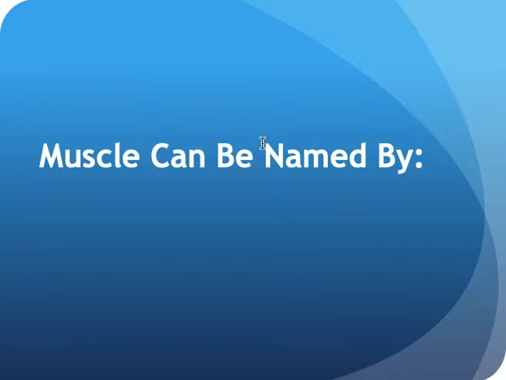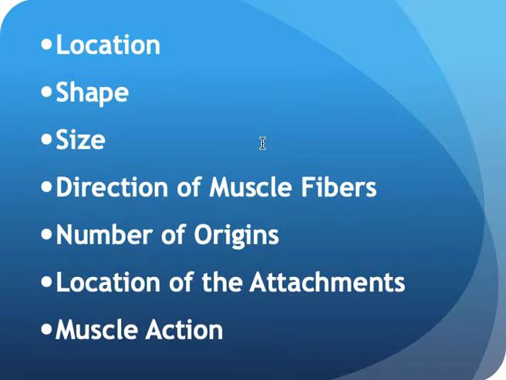Okay, we can also name muscles in a couple of other ways. We've already started to memorize some of the muscles, and we realize that some of the names give away the function or the location of the muscle. They can be named by their location, by their shape, by their size, by the direction of the fibers, or the number of origins. We've seen that a bunch of times with the bicep and the tricep. They can be named by the location of their attachments.